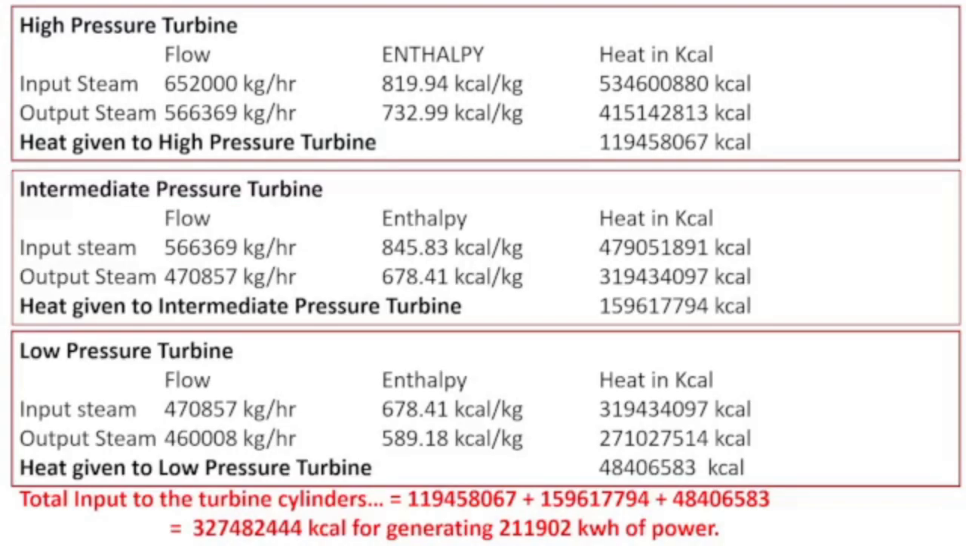In short, you can see the heat given to the high pressure turbine, the heat given to the IP turbine, and the heat given to the low pressure turbine, and the total heat input given to the turbine cylinders. The addition of all these 3 comes out to be around 327,482,444 kilocalories for generation of 211,902 kilowatt hours of power.